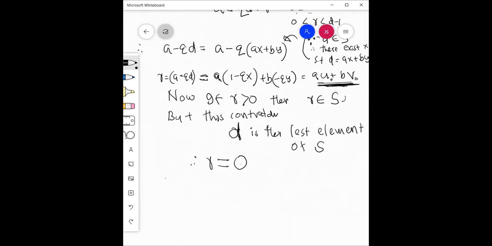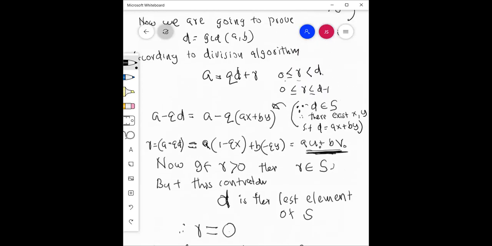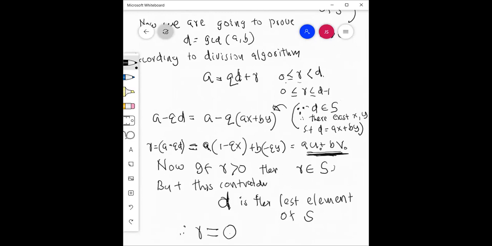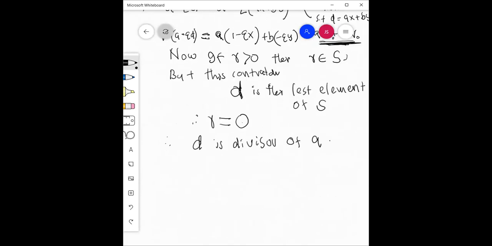Right? So therefore, D is a factor, or divisor, of A. Can you see it? Here, A is DQ plus R, and we proved that R is equal to 0. So what does that mean? A equals QD, right? That means D is a divisor of A, or in other words, D divides A. Similarly, by the same argument, D is a divisor of B also.